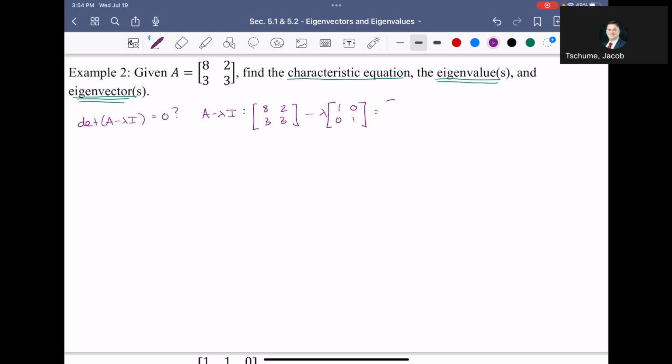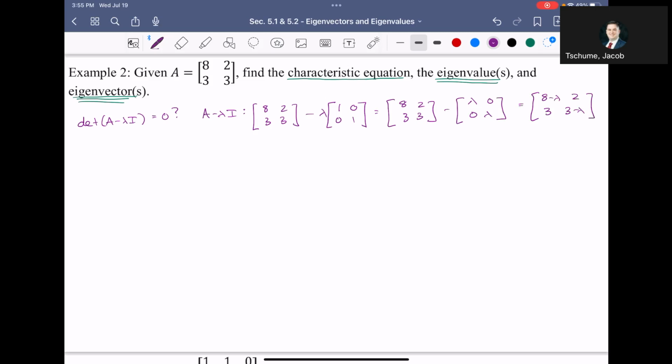If you were to multiply the lambda through, because you're allowed to do that because it's a scalar, you will end up subtracting the matrix lambda 0, 0, lambda. And when I do that, we end up with 8 minus lambda, 2, 3, 3 minus lambda, because you're allowed to subtract matrices that are of the same dimensions. Now, this will be the only time I actually work this all the way out to show you how it works.